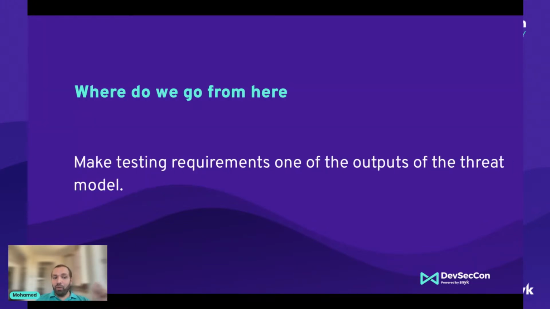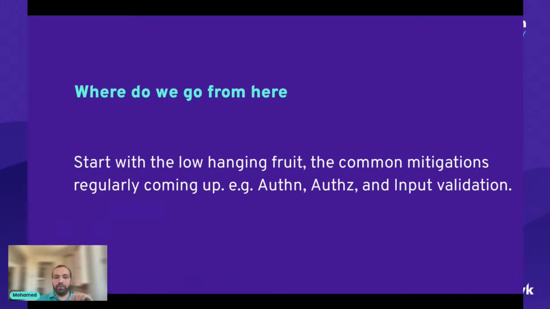The other thing, if you are doing threat modeling, make testing requirements one of the outputs of your threat model. By the end of your threat model, take the mitigations, prioritize the ones with high impact and likelihood, and create a testing plan. Agree who should be creating the tests and what kind of tests need to be created as an output of your threat model. Because again, a threat model is not just a document, it should be a complete process like we have seen earlier.